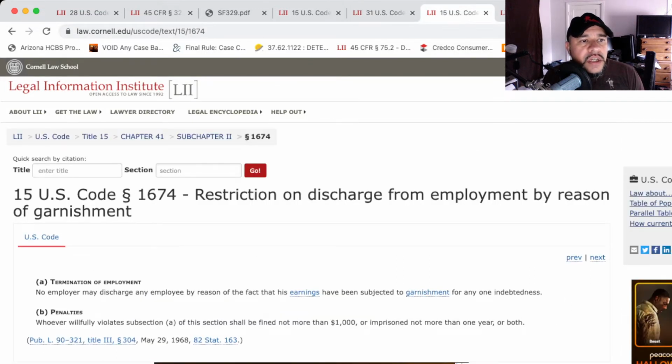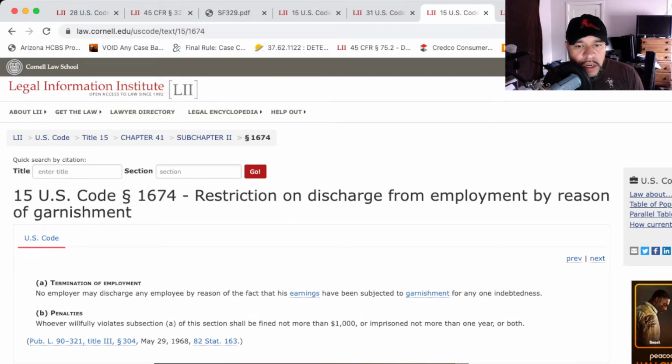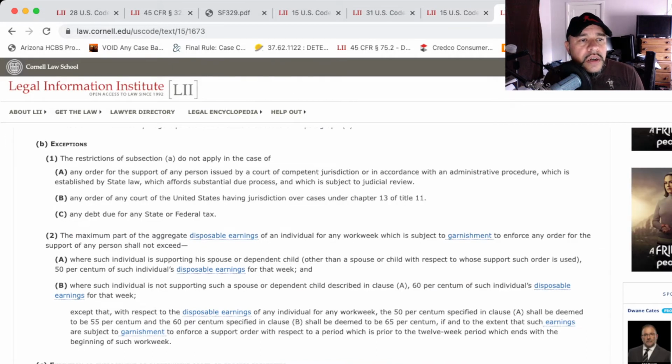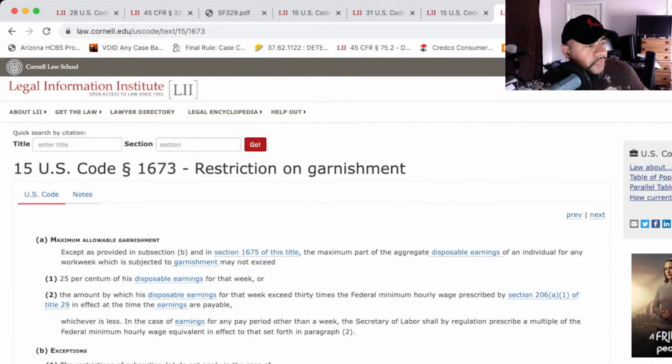And in 15 U.S. Code 1674, again, it says you're protected, as far as they can't have any beef with the garnishment and your objection to it. No employer may discharge any employee by reason of the fact that his earnings have been subjected to garnishment for an indebtedness. And we'll look further here in the restriction on garnishment again.